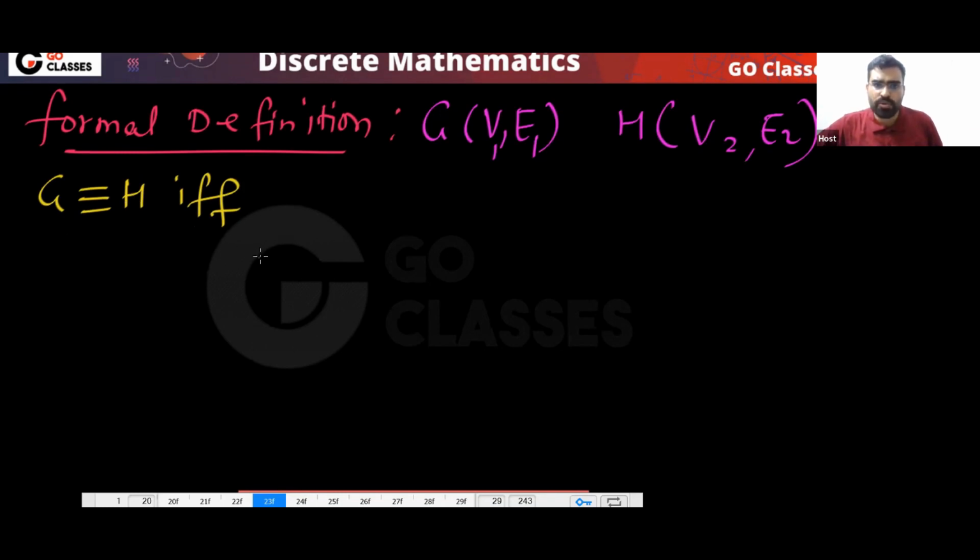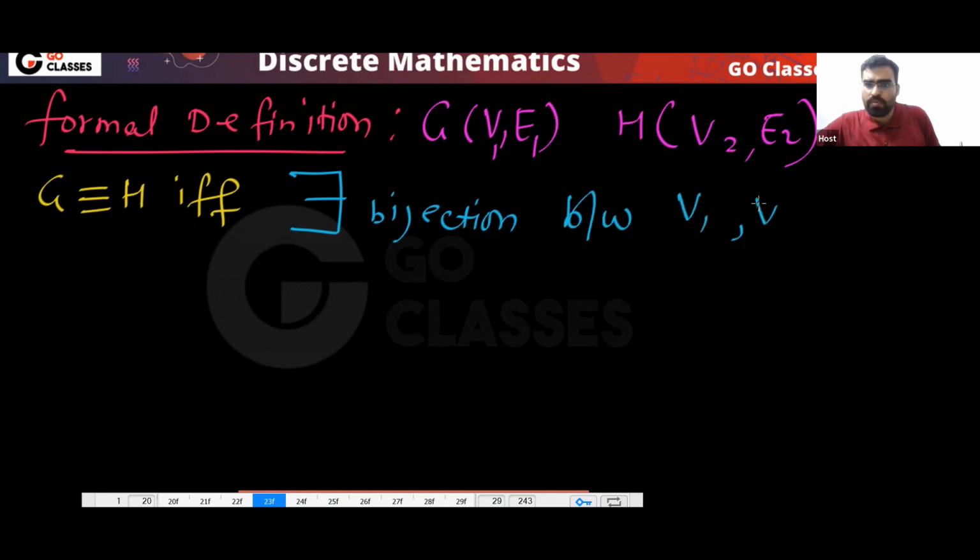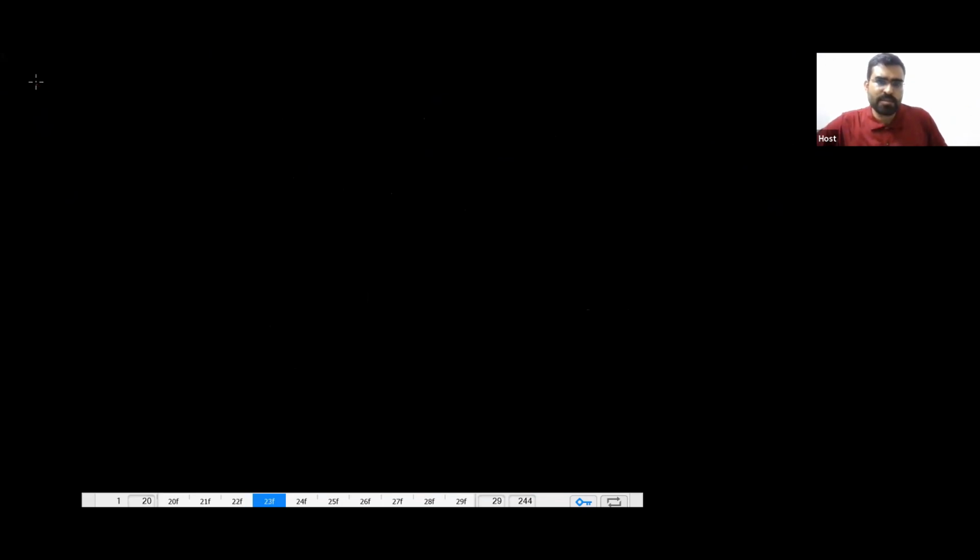So G is isomorphic to H if and only if there exists, this is important, a bijection between V1 and V2. That means between these vertices and these vertices. This is a movie, and this is a movie. There should exist a bijection between the characters, yes or no? Agree or not?